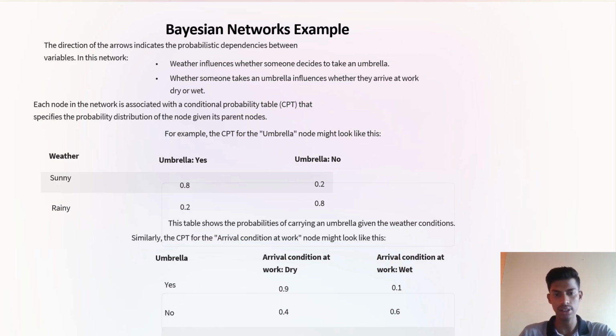So the next thing is that the table shows the probabilities of carrying an umbrella given weather conditions. Similarly, arrival at work might look like this. If it is yes, the probability of dry is more. And if it is no, the probability of dry is very less. As we can see, they will get wet, so wet has more probability. And for yes of having an umbrella, there's no need of trudging in the rain.